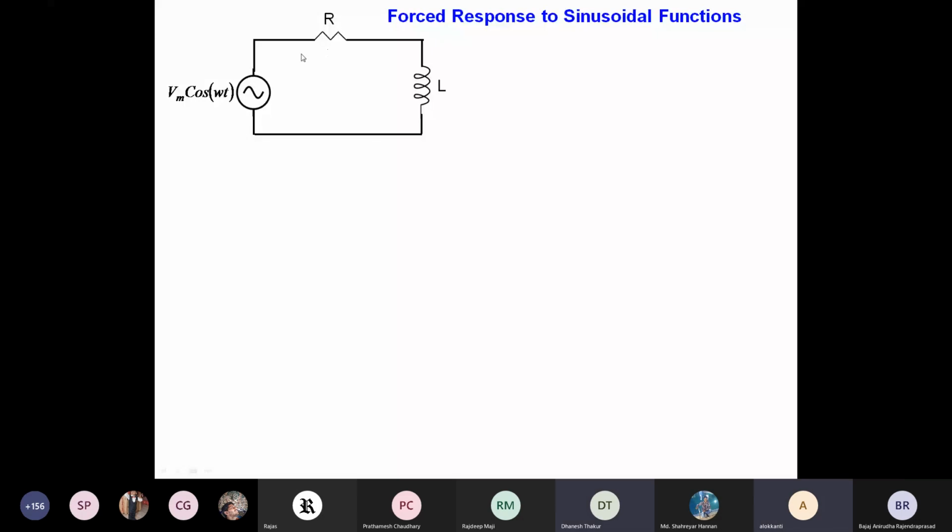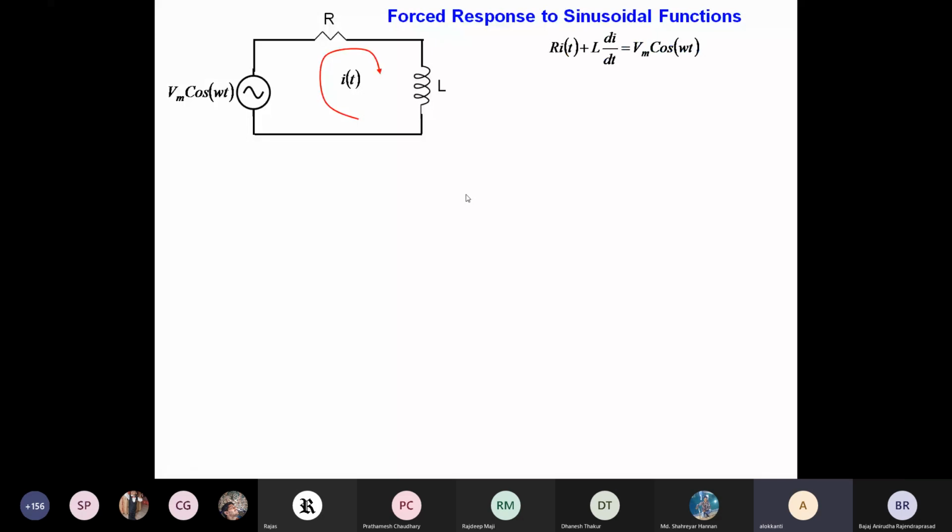So obviously it will lead to a time varying current in it. As soon as you apply a time varying voltage source, that will lead to a time varying current in the circuit. And ultimately we have to solve for the time varying current.